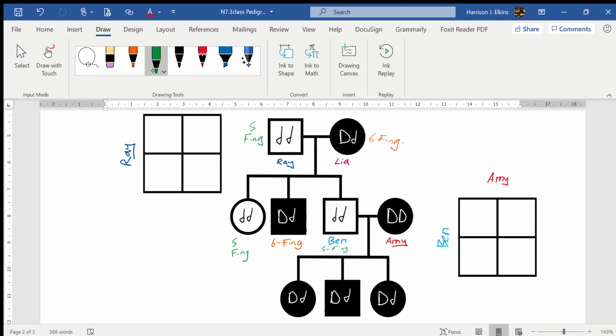So Ben, he wants to marry someone that is similar to what he knows, and so he marries Amy, who also has 6 fingers. So he's like, hey, I know you have 6 fingers, but I'm going to marry you, and so they do. And they have 3 kids, and all of them have 6 fingers.